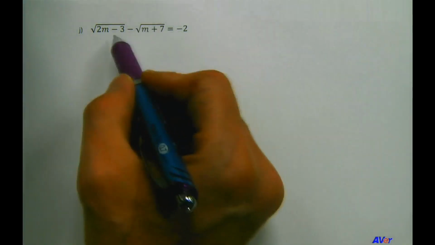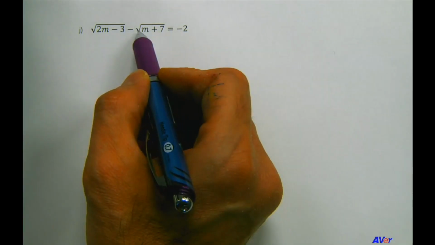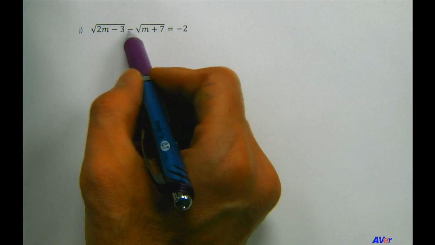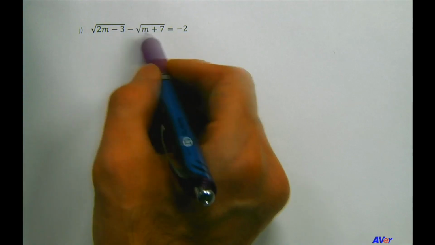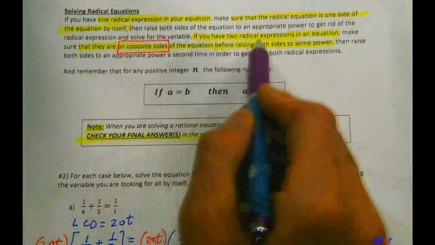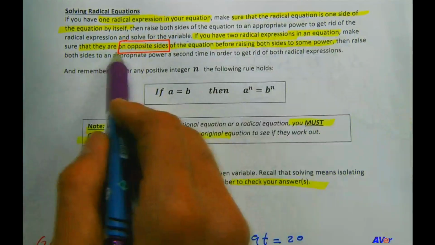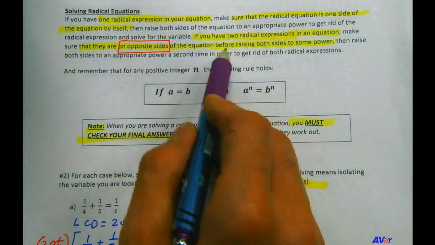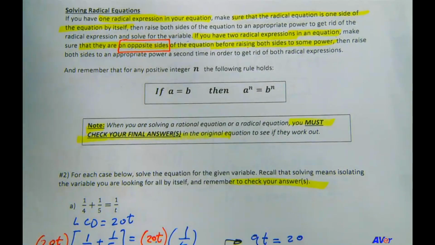Okay, so here we have another expression with 2 radical expressions in it. That means we need to isolate the radical expressions on both sides, right? We can't solve this with both radical expressions on one side, right? This is what we said in this paragraph. If you have 2 radical expressions in an equation, make sure that they are on opposite sides of the equation before raising both sides to some power. So we're going to take that advice and separate these.